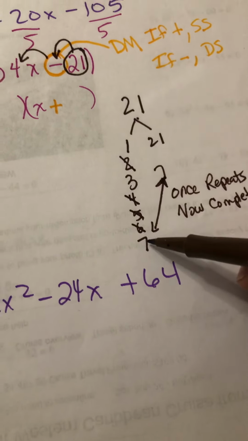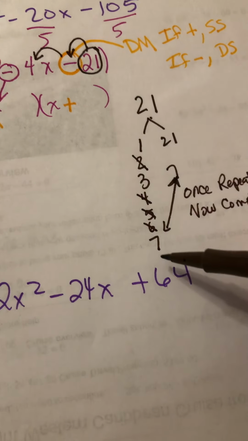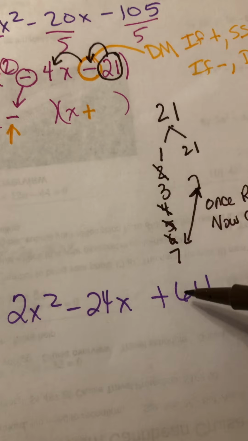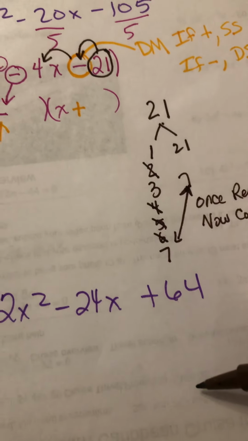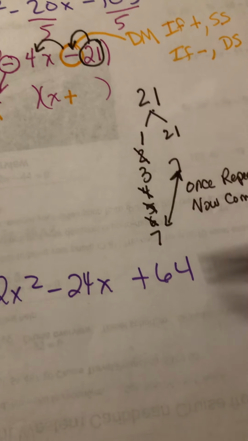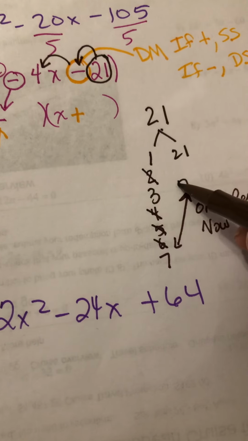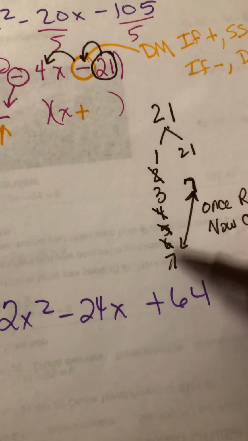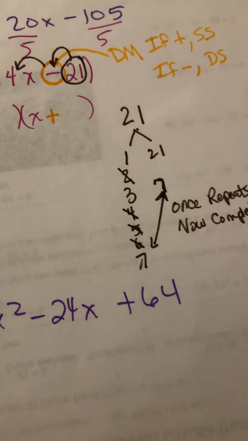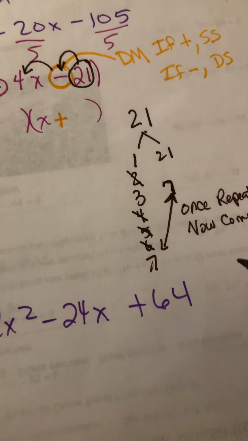If we keep going, that'll be 7 and 3, and then we'll do 8, 9, 10, 11, 12. We'll have to get all the way to 21 before we hit another one, and that is 1. That's a lot of work. Once that 7 repeats, once something repeats from the left side to the right side, you're done. You have all of the factors. That's the beautiful part about this.